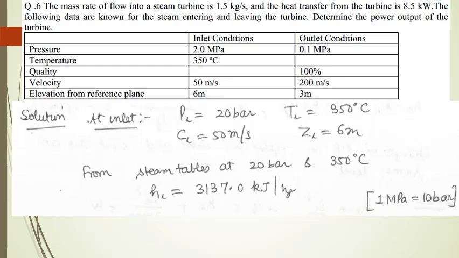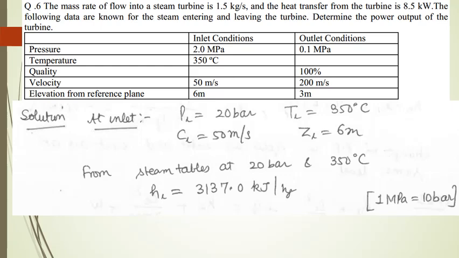So now it is clear that this question pertains to a steady state flow process, as the word turbine is mentioned, and the working substance is steam. So it means that we may have to see the steam table. We may have to look for the steam properties in the steam table.